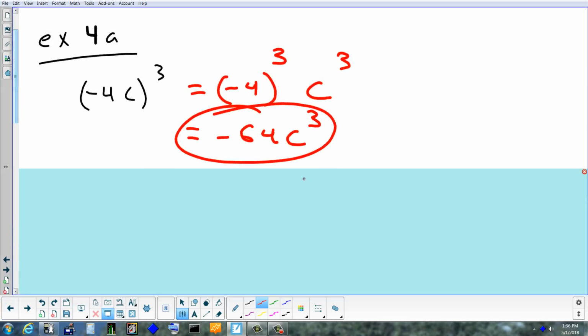So basically, to get negative 64, you just do negative 4 times negative 4 times negative 4.